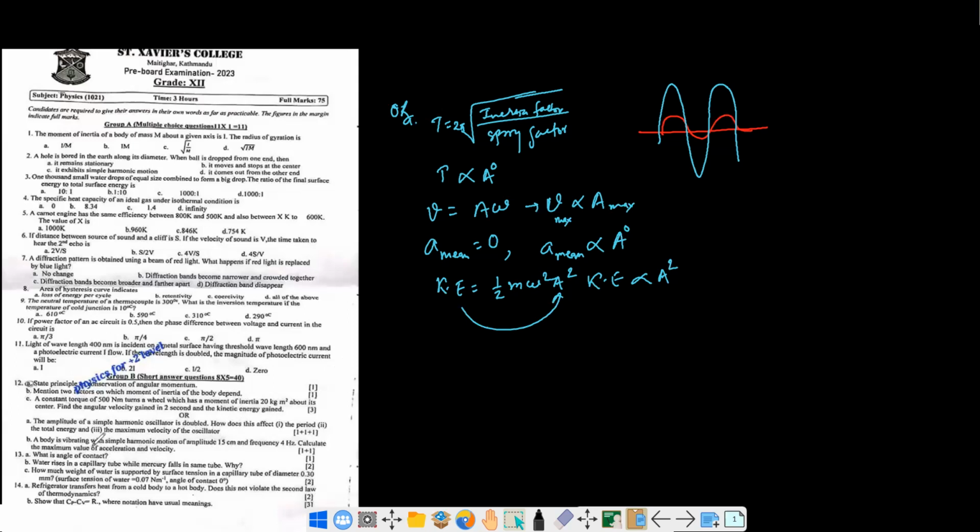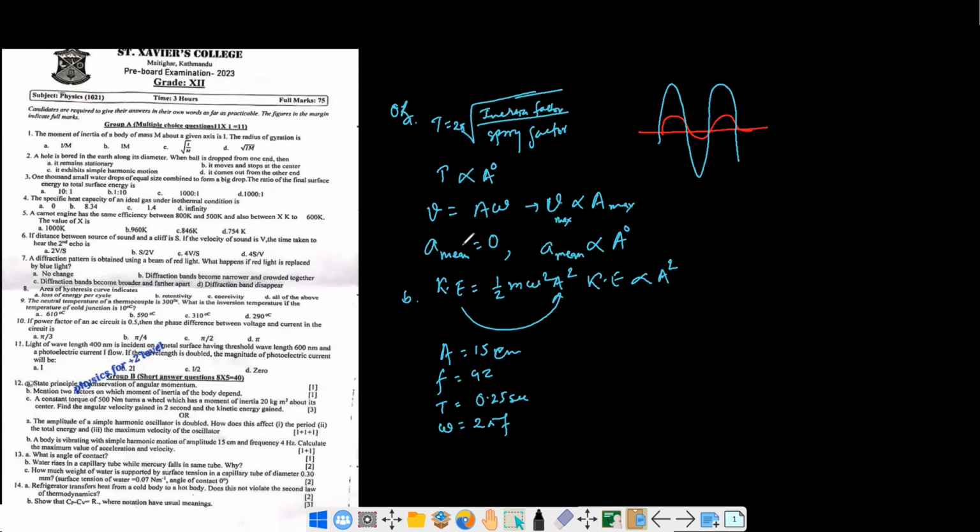A body is vibrating. So question number B. A body is vibrating with simple harmonic motion with an amplitude of 15. In here the amplitude is given to be 15 centimeter and the frequency is 4 hertz. That means the period is 0.25 second, and omega is 2 pi f. Everything we can calculate. Let us look at what is to be calculated now: the maximum value of acceleration and the maximum value of velocity.